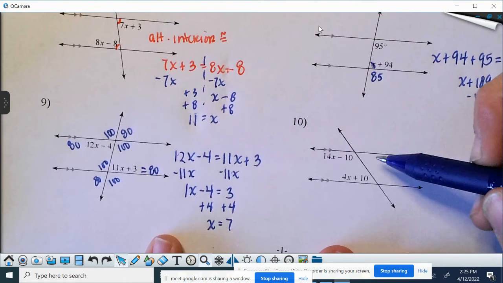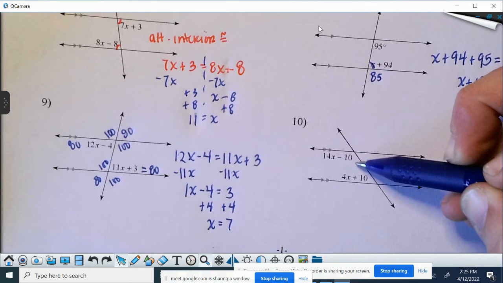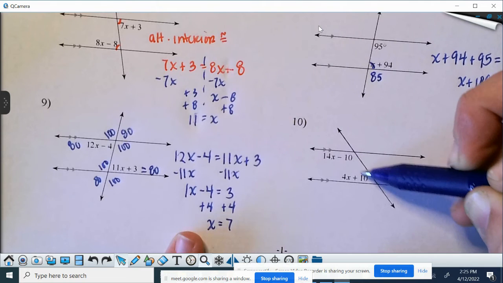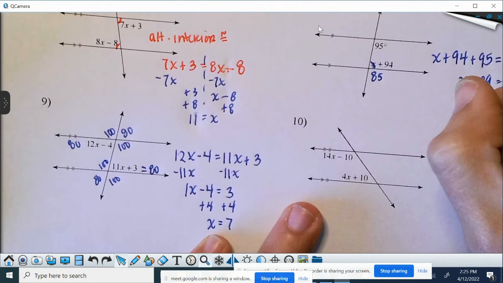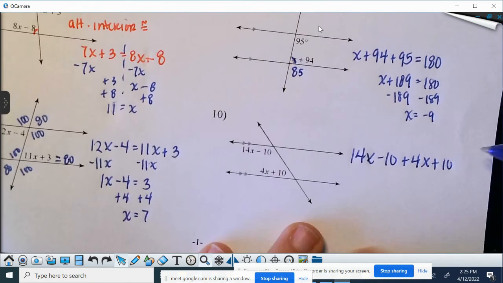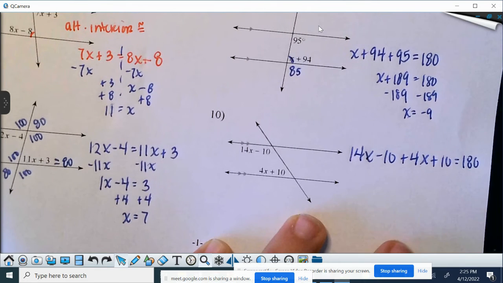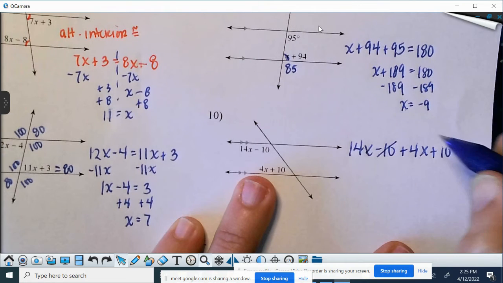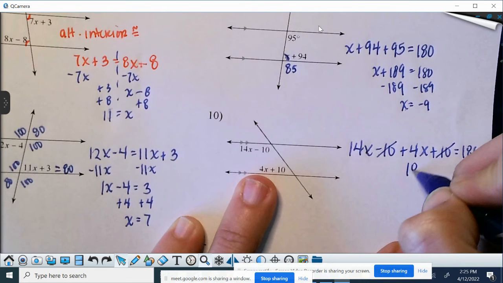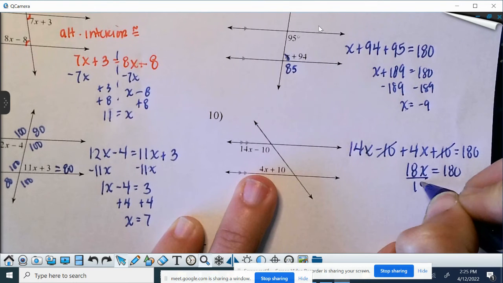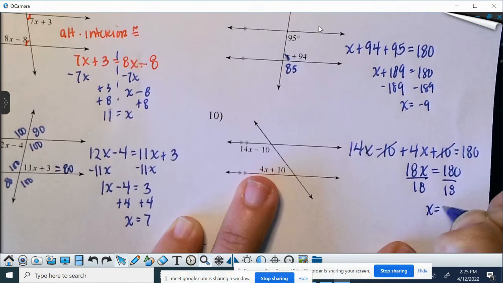Again, these are consecutive. They're on the same side, so not alternating. And they're interior, consecutive interior. So you're going to set those equal to 180. So 14x minus 10 plus 4x plus 10 equals 180. Clean up on one side before I would recommend moving too much. These two cancel each other out. So 18x equals 180. So we're going to divide by 18. And x is going to equal 10.